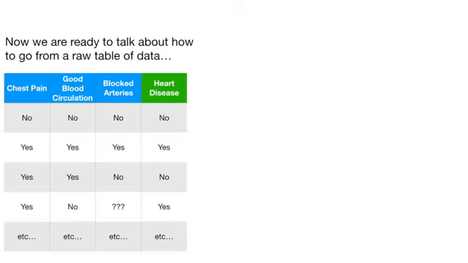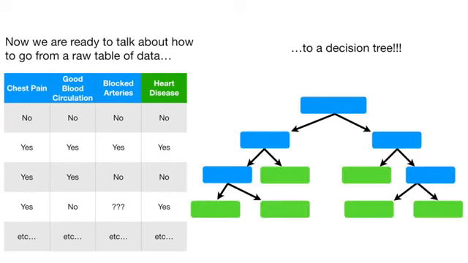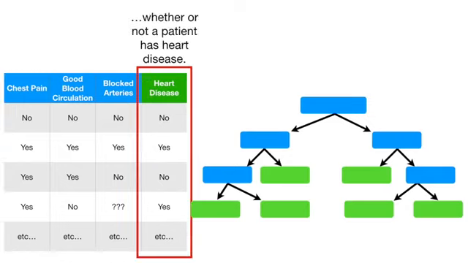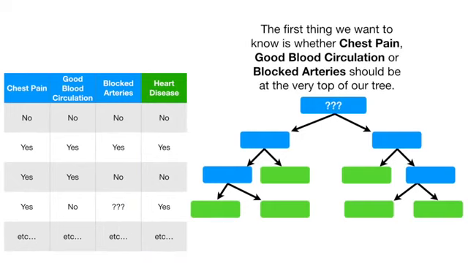Now we are ready to talk about how to go from a raw table of data to a decision tree. In this example, we want to create a tree that uses chest pain, good blood circulation, and blocked artery status to predict whether or not a patient has heart disease. The first thing we want to know is whether chest pain, good blood circulation, or blocked arteries should be at the very top of our tree.